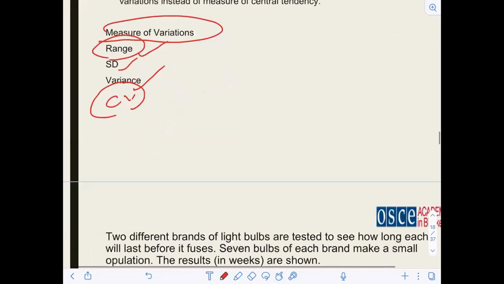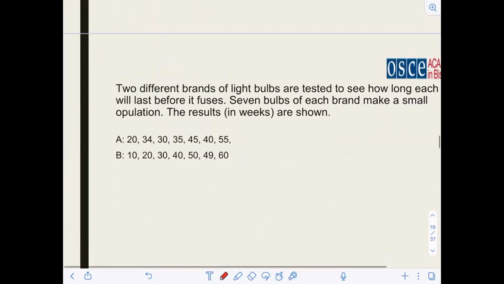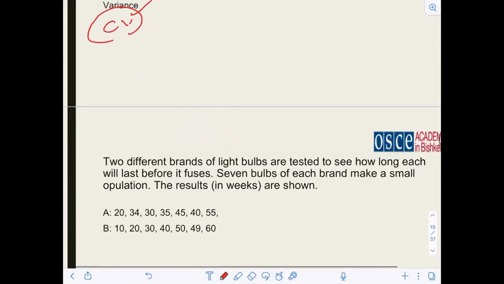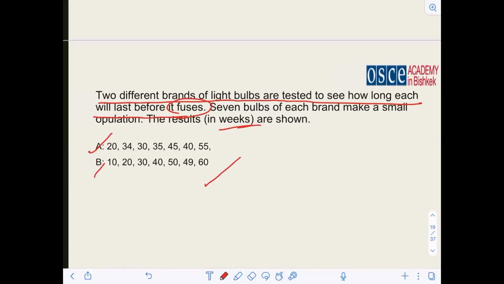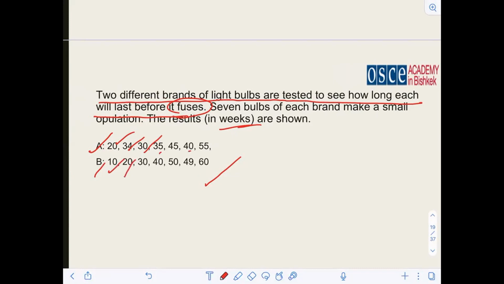For example, I have already written this question for you: two different brands of light bulbs, measured in weeks. I have taken a sample or population, whatever you say, let's say a random sample. So 20 weeks for the first bulb, 34 for the second bulb, 30 weeks for the third bulb, and likewise. And I have another company whose bulbs last 10 weeks, 20 weeks, 30 weeks, and so on.